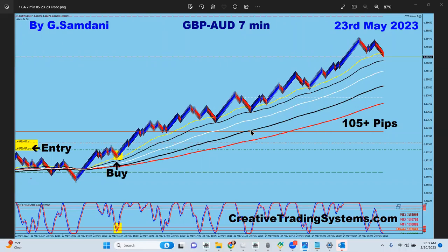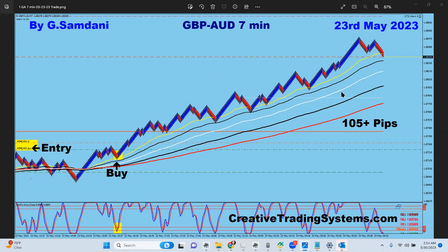Making this video as a weekly recap, last week recap and the trades taken. So let's get started. This is on the 23rd, pound Aussie from 7-minute chart. This is the entry, beautiful entry here. And look, 7-minute chart, how many entries? This is the entry.